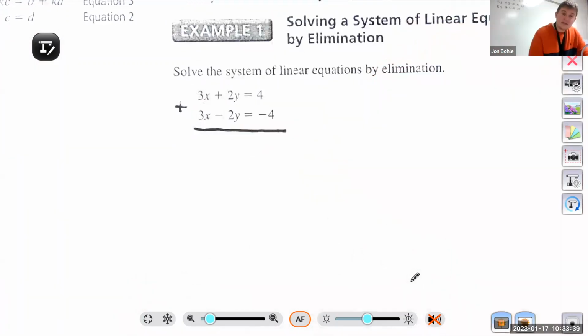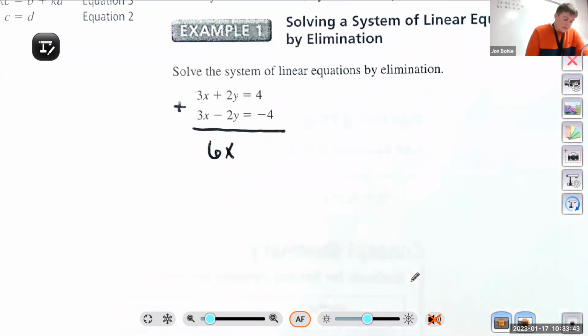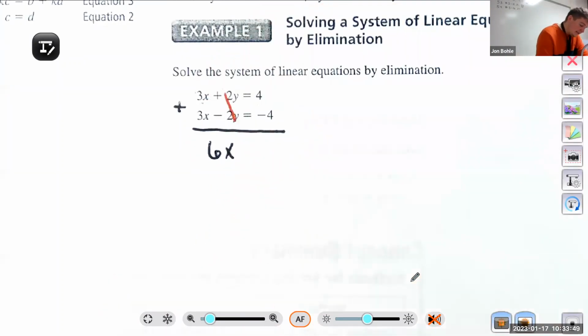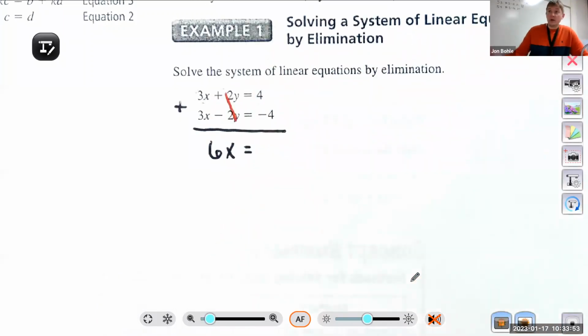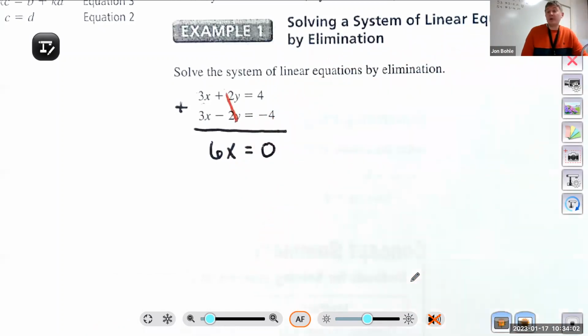What's 3x plus 3x? What's 2y plus negative 2y? 0. So it just cancels out. And that is the magic of the elimination method. When you add opposites, they add to what number? 0. Okay, what about 4 plus negative 4? Happens to be 0 also. This one I'm not going to cross out and I'm going to write 0 because I need something written on that right side.